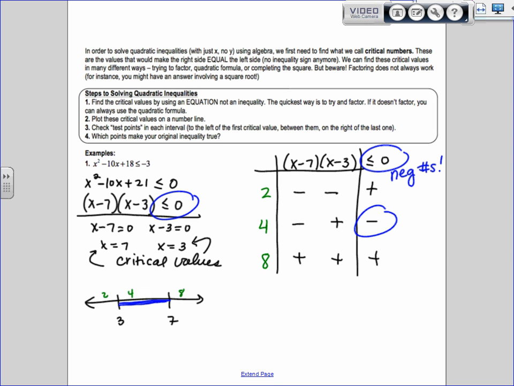What about the endpoints? What about 3 and 7? What do you think? Filled in or open? That's what makes them equal to 0, right? And since we had less than or equal to 0, we fill them in. Right. So my answer is bracket 3 to 7, bracket.